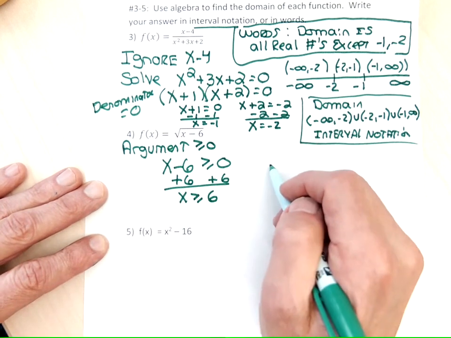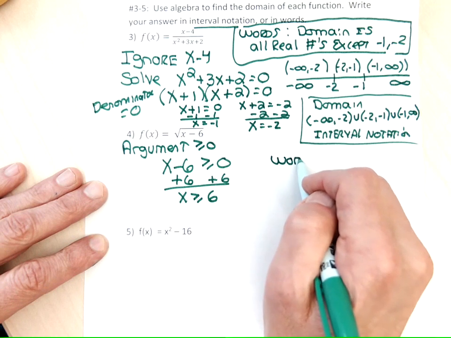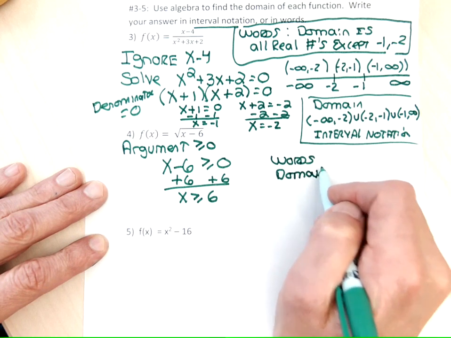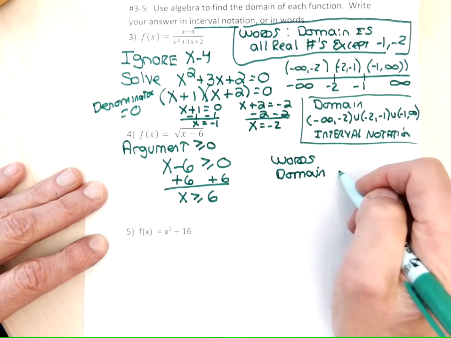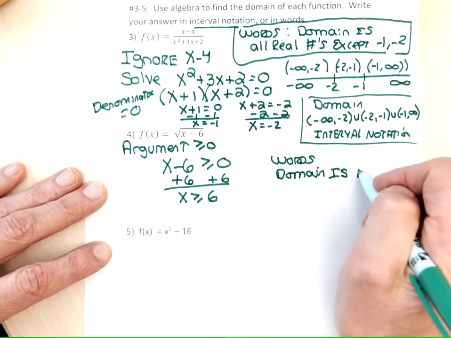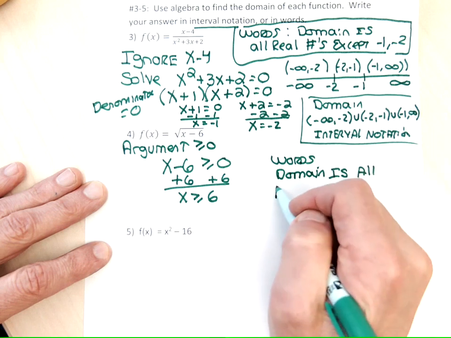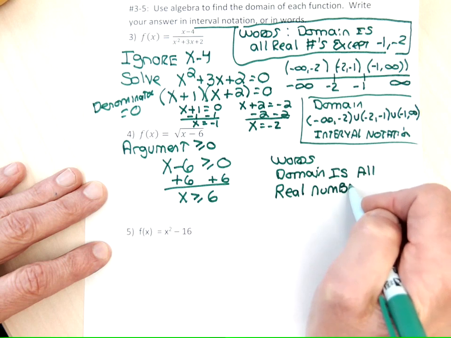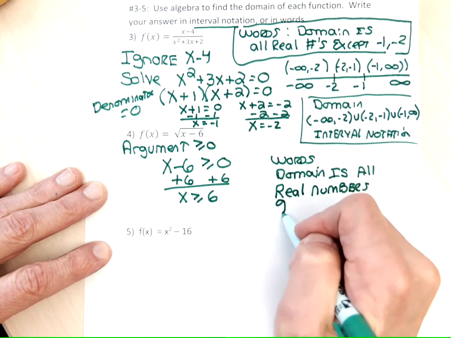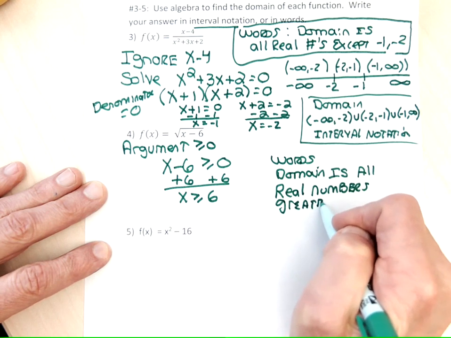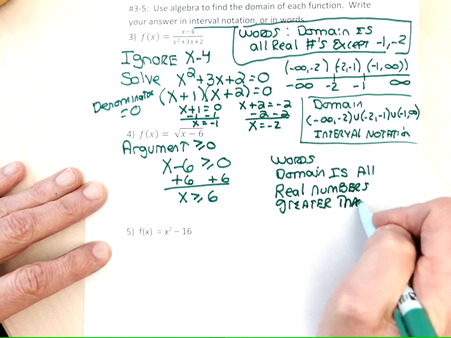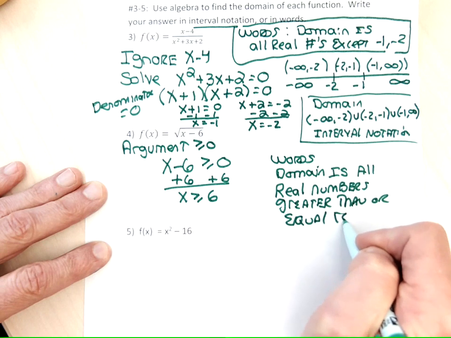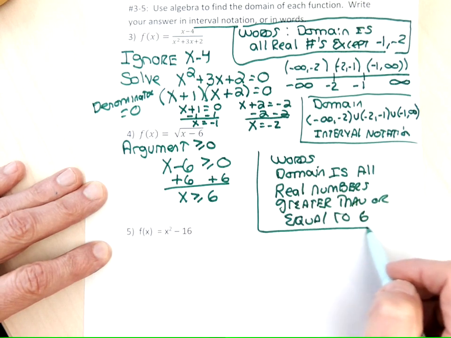So in words, I could say the domain is all real numbers, but not the word except now anymore. It's just going to be greater than or equal to 6. So that would be the domain written in words.